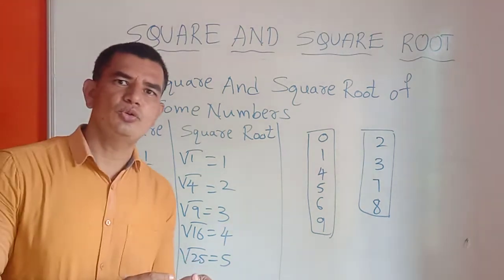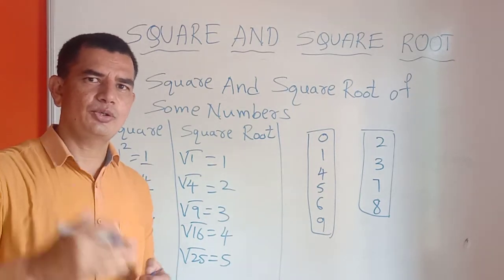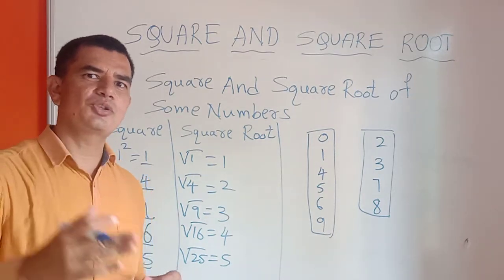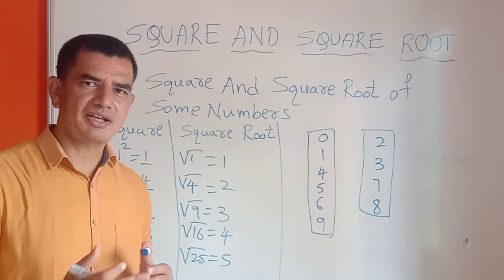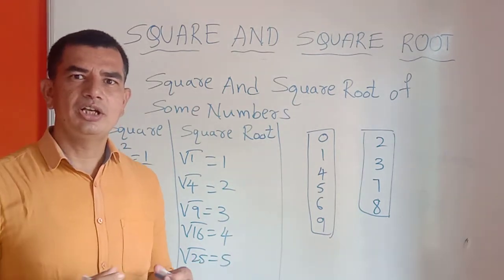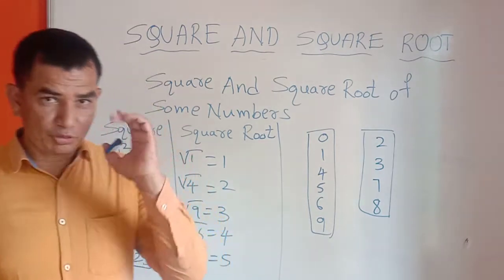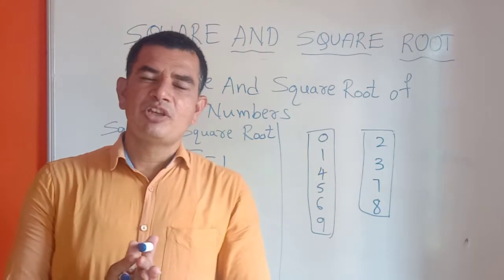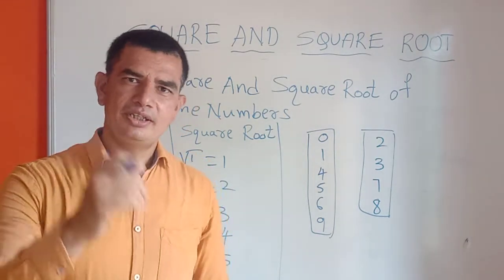6 square is equal to 6 into 6, 36. 7 square is equal to 49. 8 square is equal to 64. 9 square is equal to 81. 10 square is equal to 100. 11 square is equal to 121. 12 square is equal to 144. Like this, we have to continue. Friends, one more thing you have to remember: if you remember the 1 to 25 square numbers, it will be helpful to solve the answers.